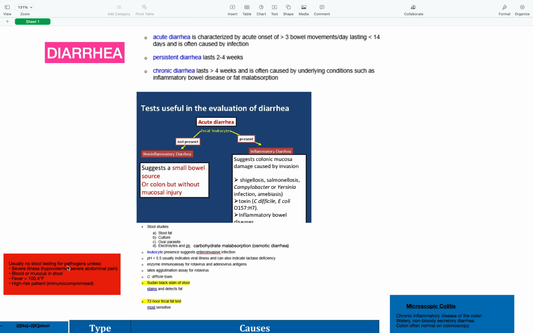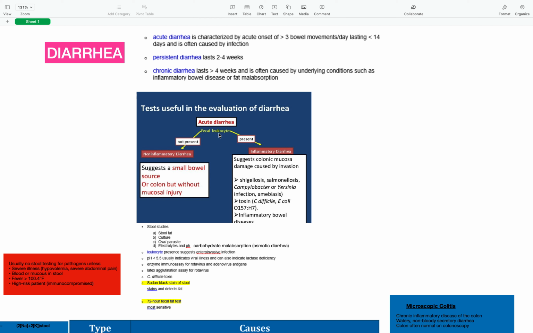Usually, no stool testing for pathogens is required unless the patient is severely ill, and the severely ill patients, meaning hemodynamically unstable, hypovolemia, severe abdominal pain, blood or mucus in stool, fever more than 100, and high-risk patients as in immunocompromised. So these patients must be taken seriously, and extensive workup is needed. However, in any patient who presents with acute diarrhea, you do stool culture, stool analysis, wherein you look for fecal leukocytes.